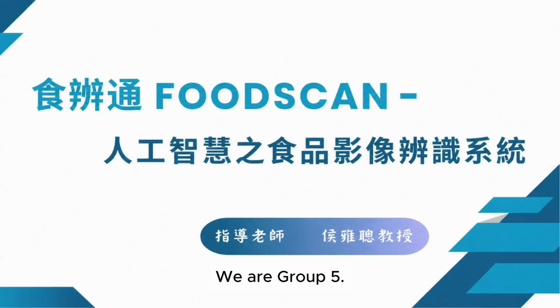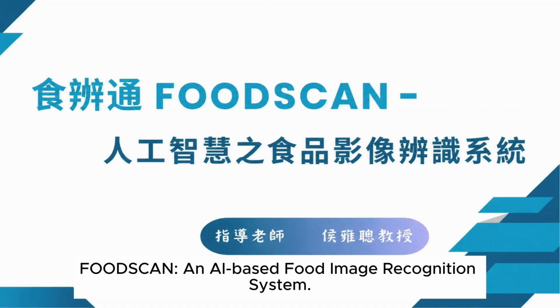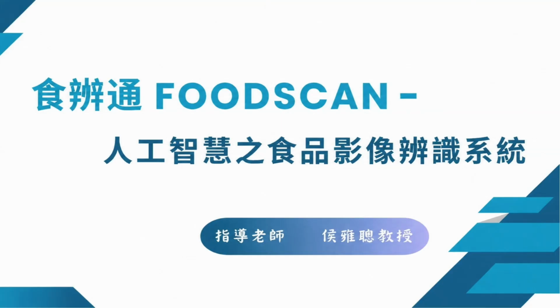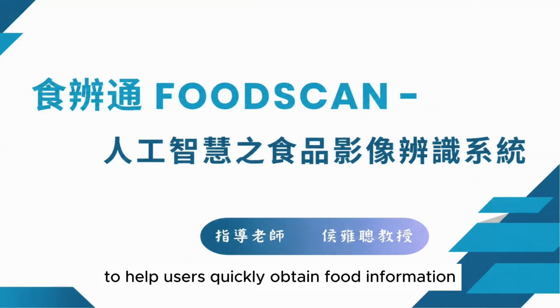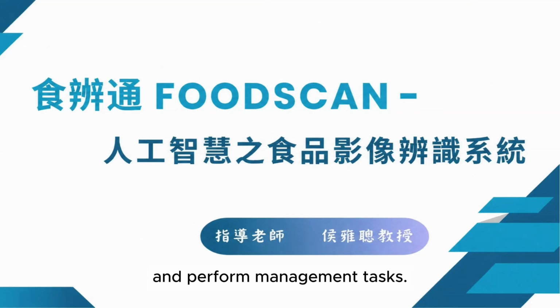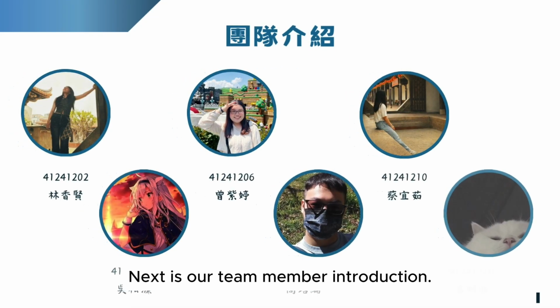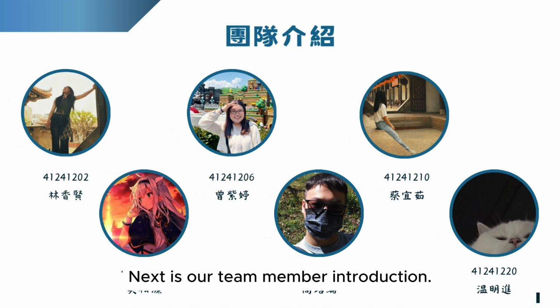We are Group 5. Our project title is FoodScan, an AI-based food image recognition system, to help users quickly obtain food information and perform management tasks. Next is our team member introduction.